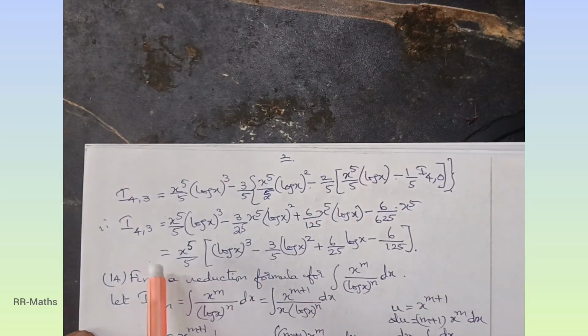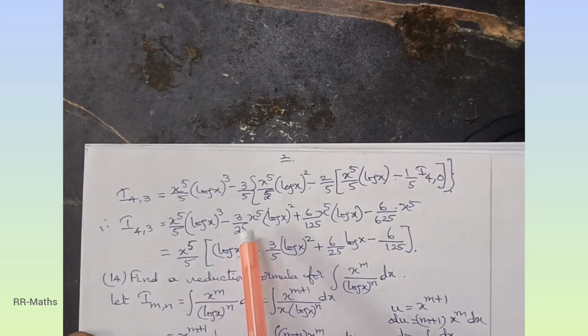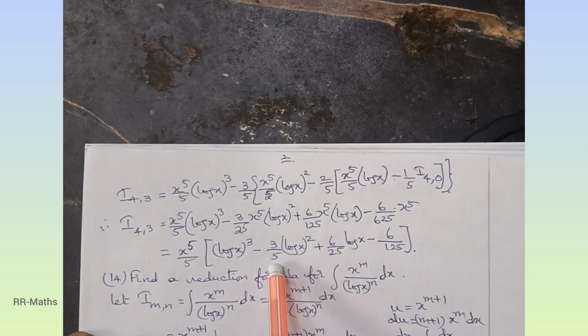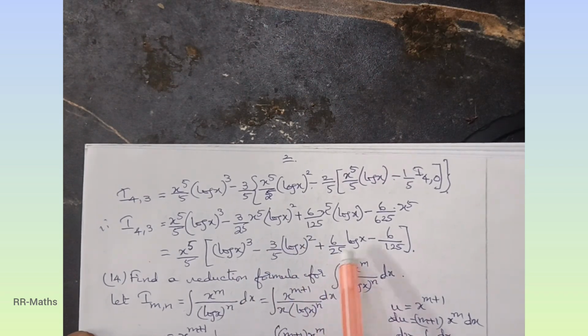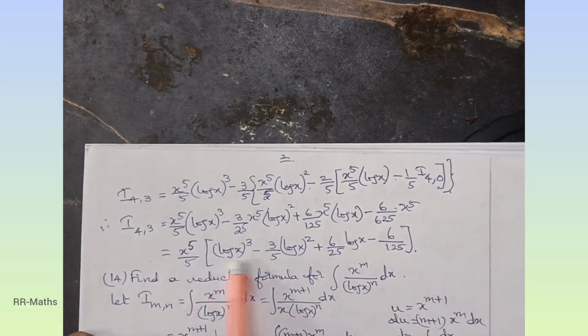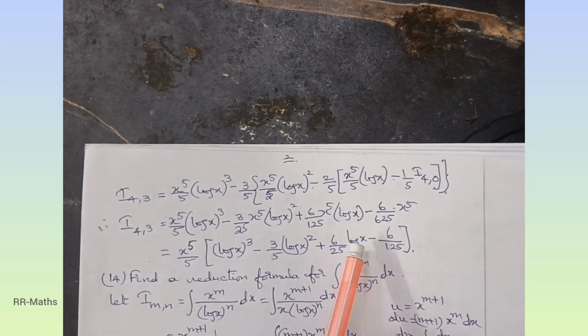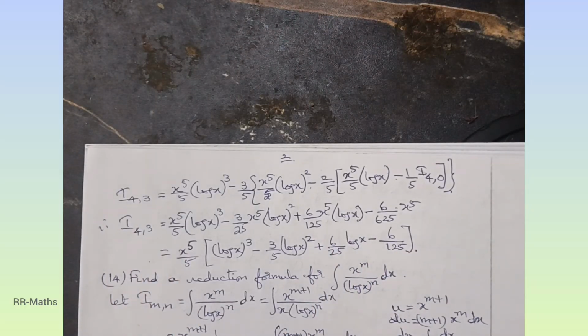I'm taking out x power 5 by 5 as a common factor. So you get x power 5 by 5 into (log x) whole cube minus 3 by 5 (log x) whole square plus 6 by 25 log x minus 6 by 125. So this is your final answer. I will take up another similar problem where I just do the substitution alone.